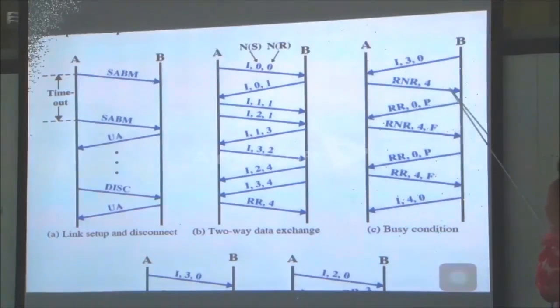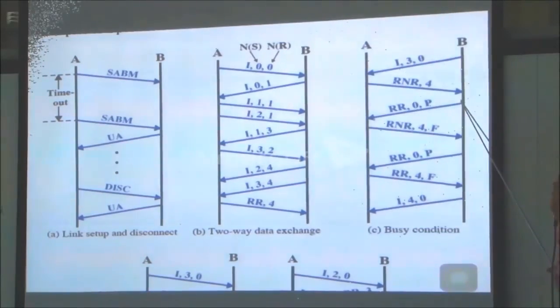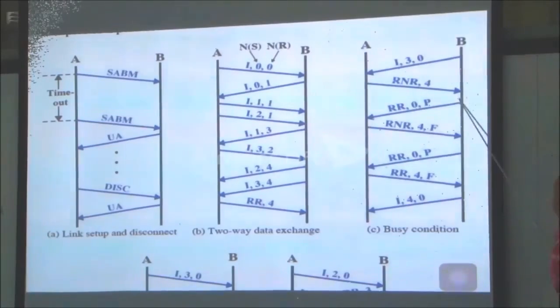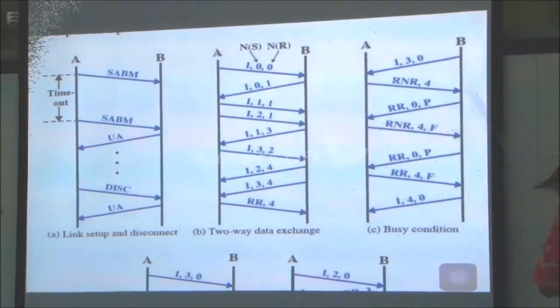Okay. So B is waiting. Suppose this is a long wait. And then, why is it not finished yet? They want to know what A is doing. Why is it not finished yet? So B sent RR0 poll. What is RR0 poll?